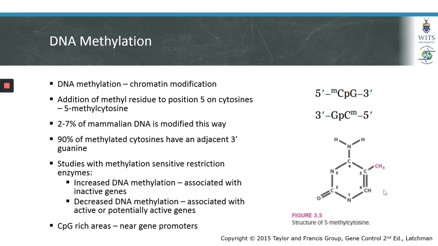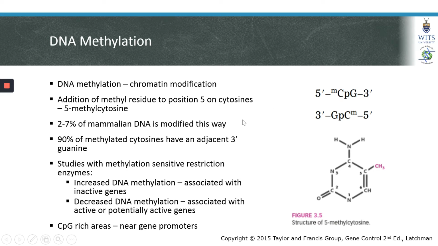DNA methylation is another chromatin modification, and this modification involves the addition of a methyl residue to position 5 on cytosines to form 5-methylcytosine. As you can see here, this is the benzene ring of cytosine, and a methyl group has been attached to the carbon at position 5 in the benzene ring to form 5-methylcytosine.